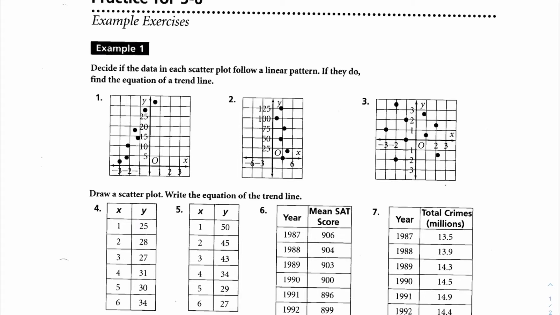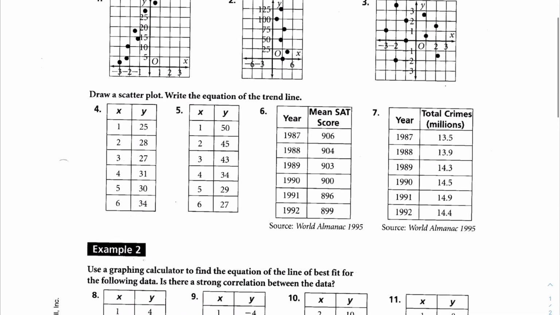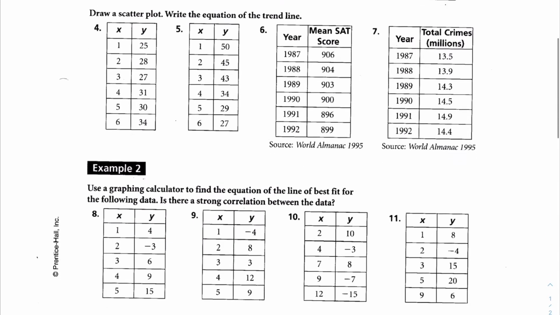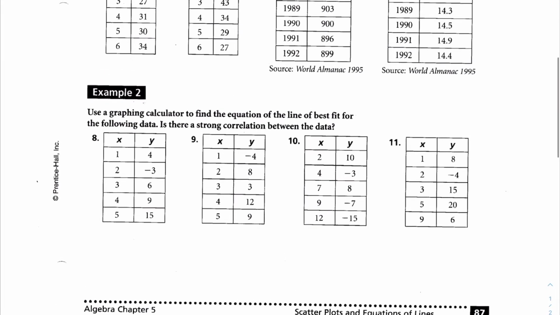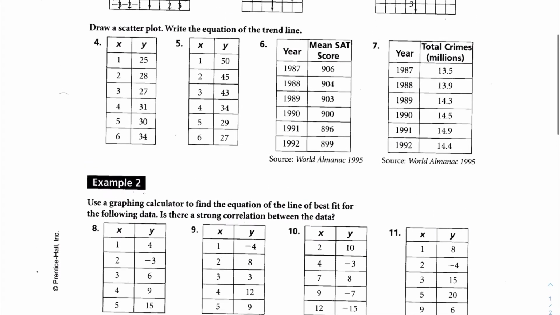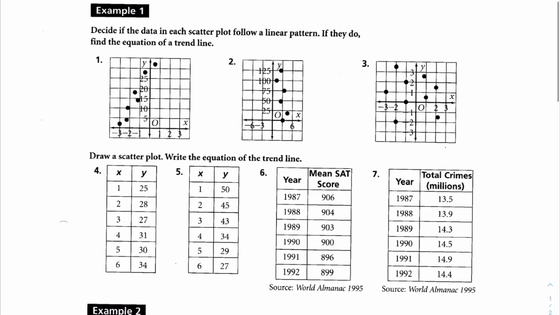Hello everyone, in this video we're going to be doing more practice with scatterplots. I'm going to be showing you some more examples of data that could be linear or could not be linear. If it is linear, we're going to find the equation for it. And if you're given a table, we're going to find the equation for it. And we're going to be describing whether or not the correlation is strong, weak, positive, or negative. All right, let's get started.